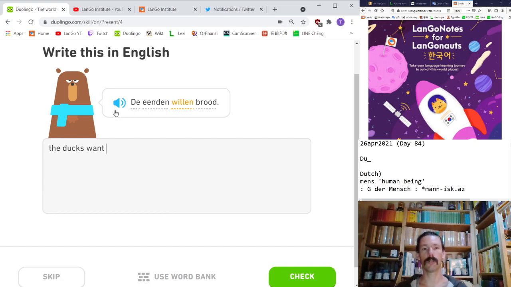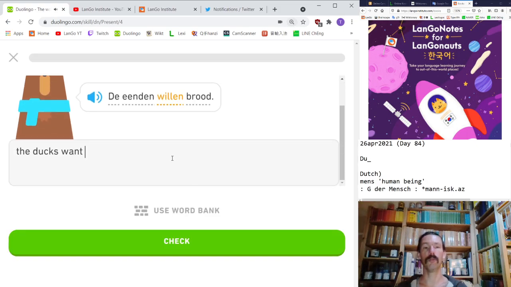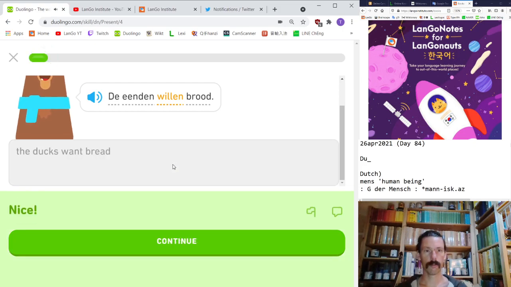How do the R's sound? There's just the one in the sentence. De eenden willen brood. Uvular trill. And we have the word will that's related with this one. Willen. A different word for ducks, eenden. But bread and brood sound just like the German one, Brot, also B-R-O-T. They are all cognates. They come from the same source.